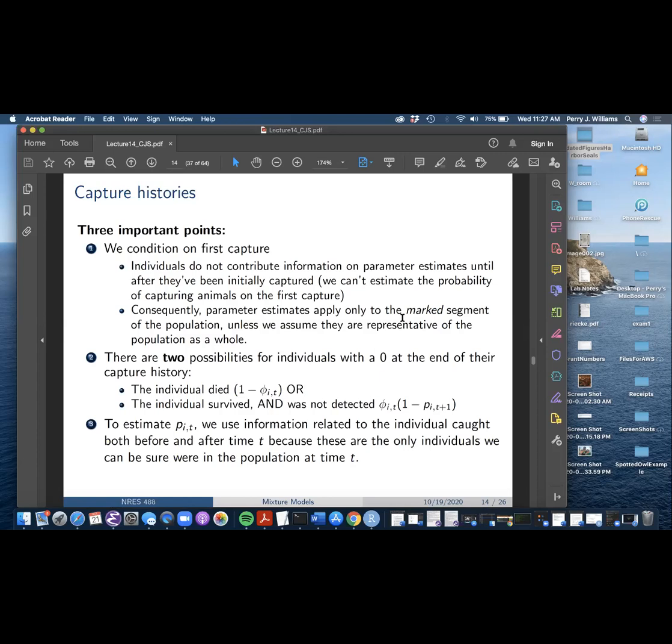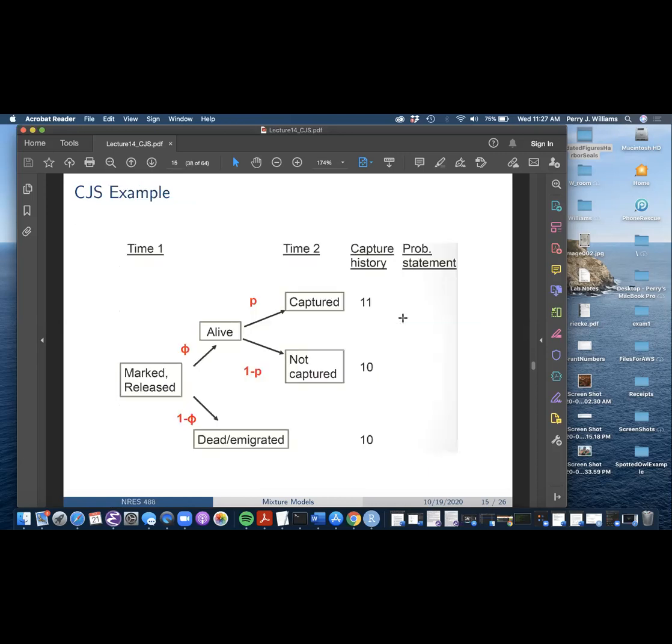Okay, so to estimate p, we use information related to individuals caught both before and after time t because these are the only individuals we can be sure were in the population at time t. And that's what I was talking about earlier: if you observe an animal, you know it was alive the entire time before that.